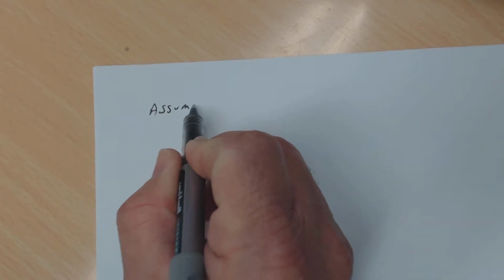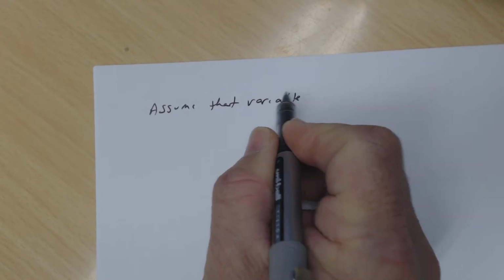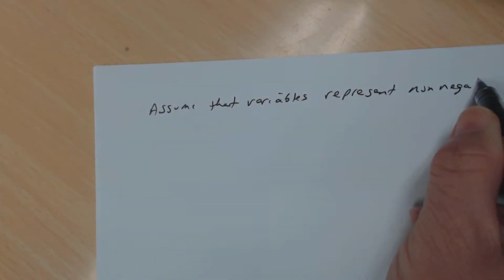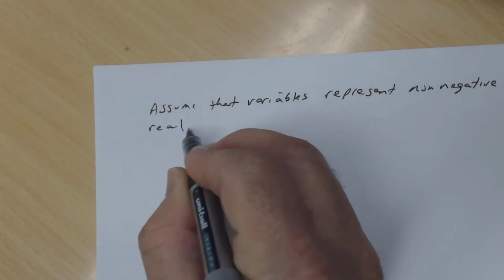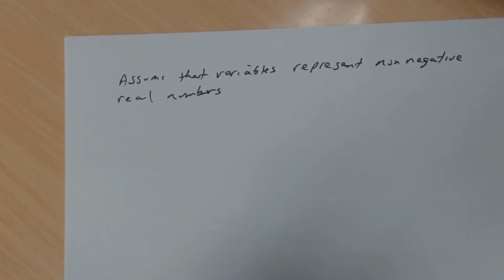Okay. Now let's look at this example. And by the way, in this lesson, assume that variables represent non-negative real numbers. You're not going to understand what that means in this lesson, but in the next one you will. But that's what the direction says: assume that variables represent non-negative real numbers. In the next lesson you'll understand how important that phrase is.